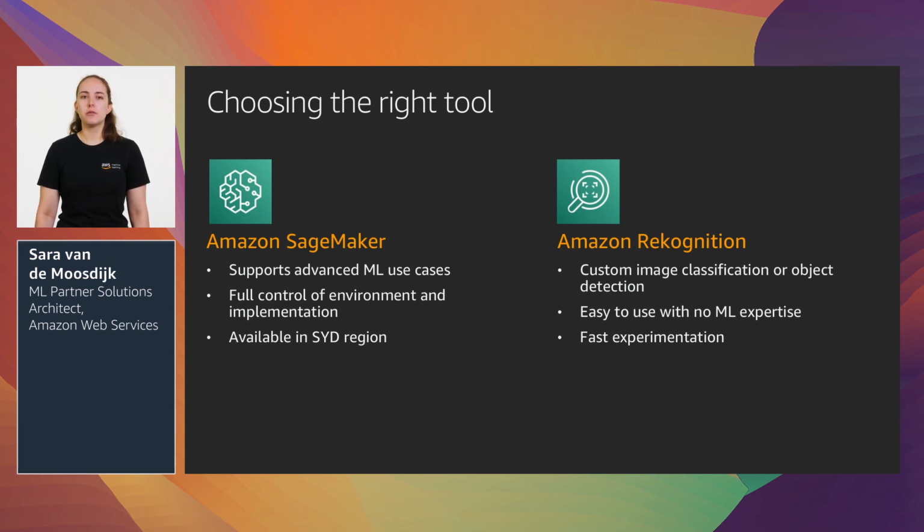So in order to close off, you might be wondering, when do you use Amazon Rekognition, or when should you use Amazon SageMaker? I've used both successfully for my sign language project, so what are the differences? Let's take a look at a quick summary.